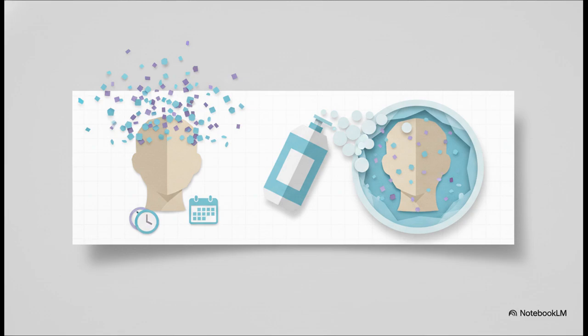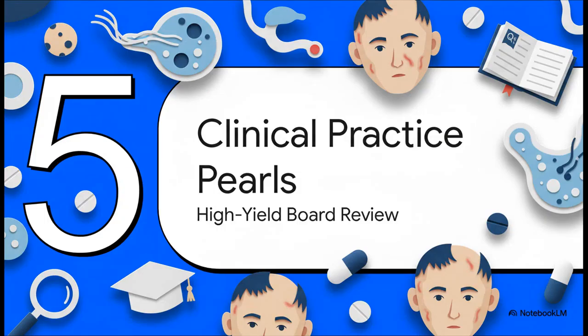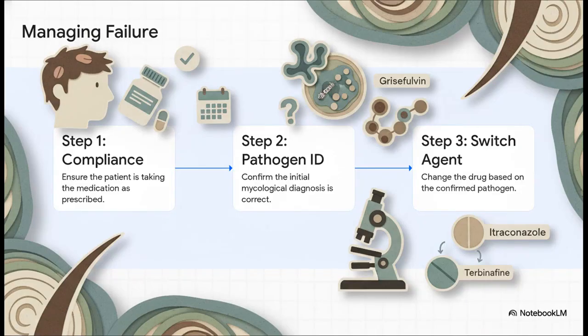Okay, let's wrap this up by integrating everything with some high-yield clinical pearls. These are the kinds of concepts that pop up in tricky board questions and are just plain vital for smart clinical practice. So what do you do when your treatment isn't working? Don't panic. There's a logical sequence to follow. Step 1, always make sure the patient is actually taking the medicine. Confirm compliance. Step 2, go back to square one with your diagnosis. Reevaluate the pathogen. Did you get it right the first time? Step 3, armed with that info, you switch the drug based on the confirmed bug.